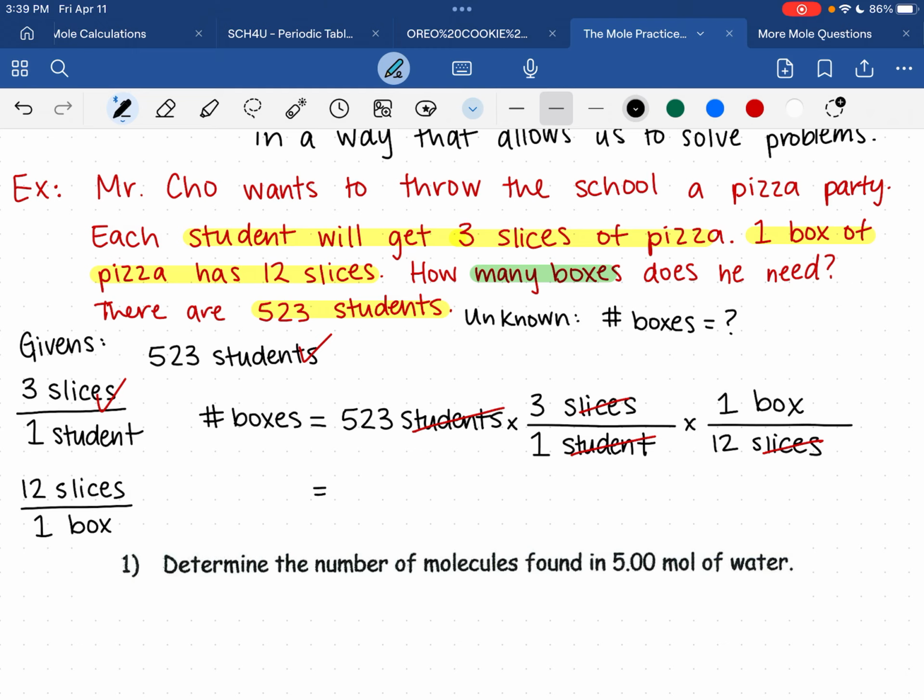So when I put that in the calculator, just pause for a second and do it for yourself and see if you get the same answer. 523 times 3 divided by 12. I get 130.75 boxes. Make sure that you have the unit there. And I can't have 0.75 of a pizza box, right? So I need to round that to the nearest whole number. So 131 boxes. Okay. So hopefully this helps in understanding how unit analysis works.